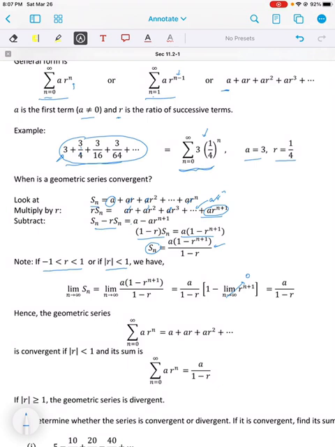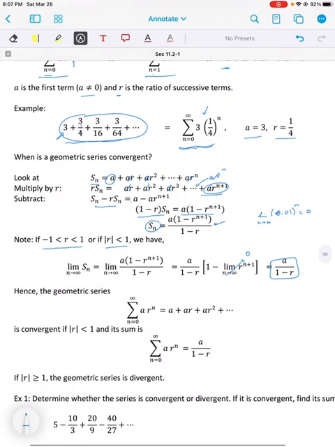And why? Well, this is again something you should know: if your r is, for example, 0.01 and you are raising it to a very big number, what will happen? This will go to 0. And the same thing will happen if you have a negative 0.01. So our limit comes out to be a over 1 minus r.